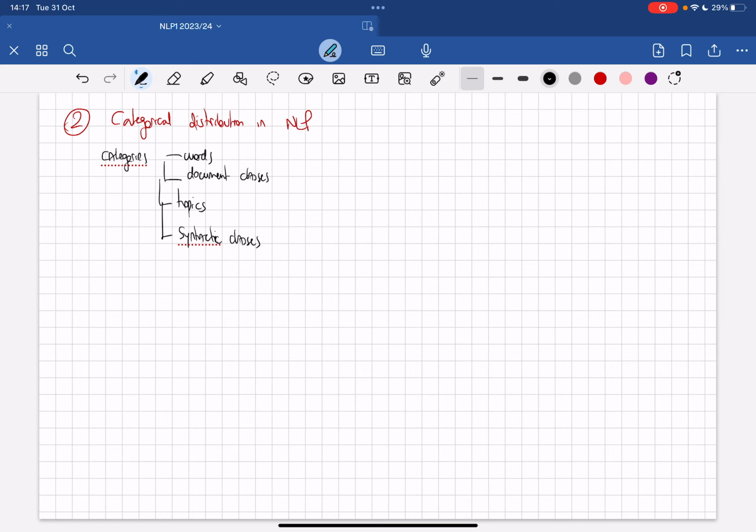For example, we might say that in a certain application, this is a categorical distribution for sentiment, where I assume sentiment is categorical, and I have 3 levels: negative, neutral, and positive.